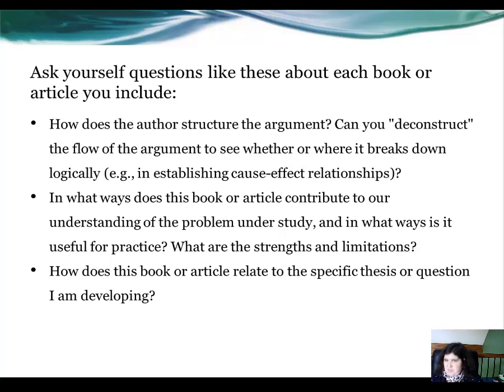Always consider this last question about the book or article or web page or blog or whatever you are reviewing. How does it relate to your specific thesis or question that you are developing? If it does not relate to your question or to your thesis, put that book and article aside and take it up during your summer holidays when you're sitting on the beach with a cocktail.